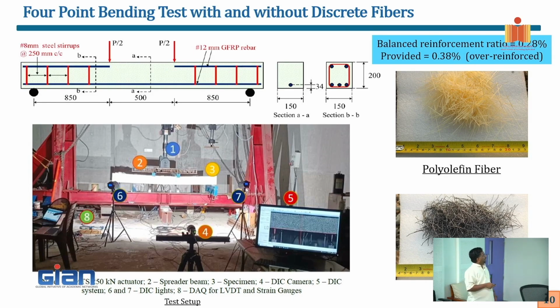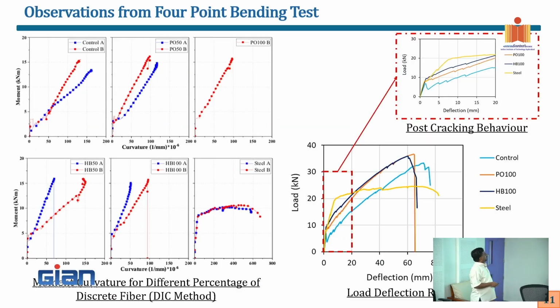So we looked at it: balanced reinforcement ratio of 0.28, and provided was 0.38. So it is over-reinforced. Theoretical calculation shows that the balanced reinforcement itself is very low for this section, okay? So two beams that we have tested. This is the control beam without any fiber. This is again moment curvature, and everything fails suddenly. And this is with synthetic fiber, 0.5% volume. This is with 1%.